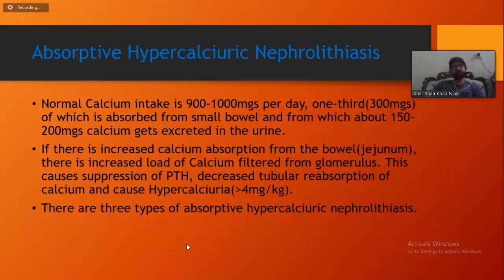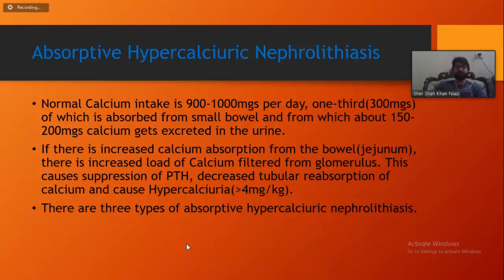So as we know, the normal calcium intake per day is 900 to 1000 milligrams per day, one third of which, making it 300 milligrams, is absorbed from the small bowel. About 100 to 150 is utilized, while 150 to 200 milligrams of calcium gets excreted in the urine.